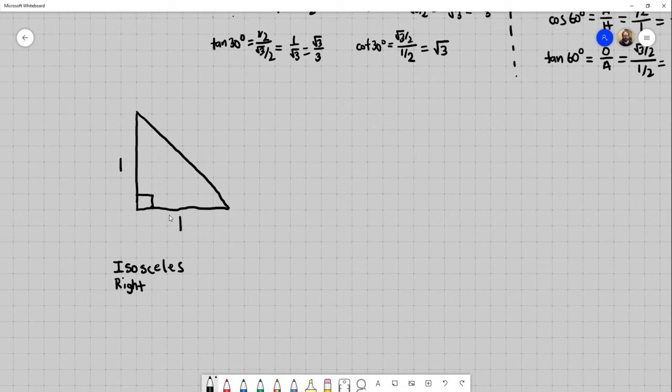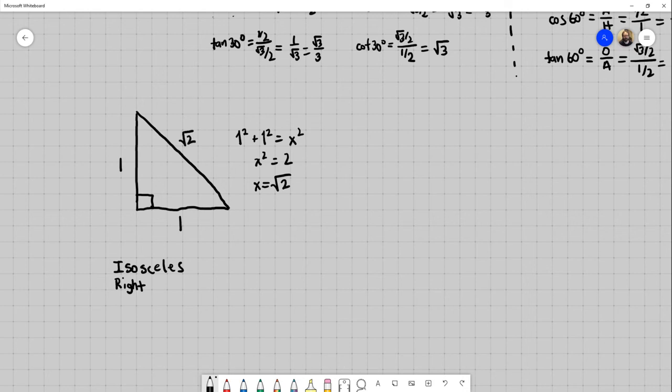The hypotenuse of this right triangle, we don't know, but we can find it using the Pythagorean theorem. We know that 1 squared plus 1 squared is equal to x squared. So we have x squared is equal to 2. And then again, since we just need the positive root, since x is a side length of a triangle, we have x is the square root of 2. So now we have all of our side lengths here.